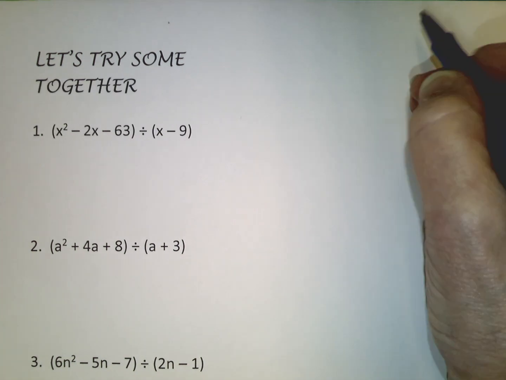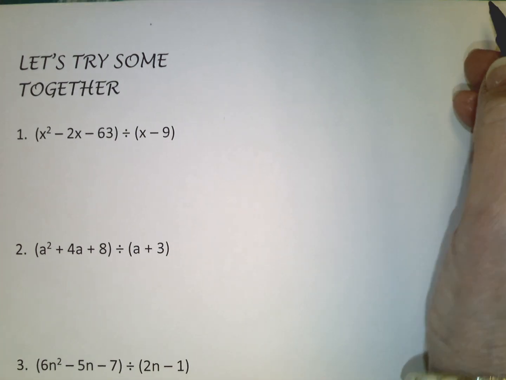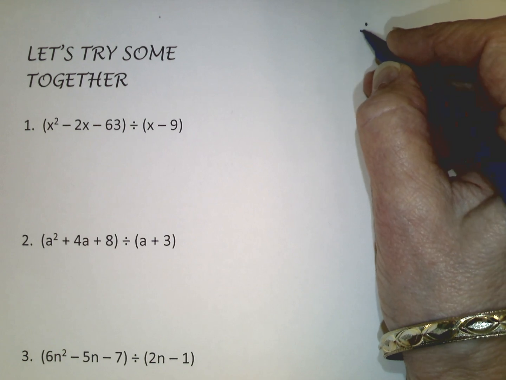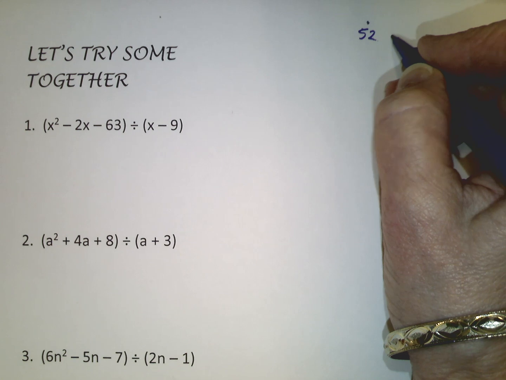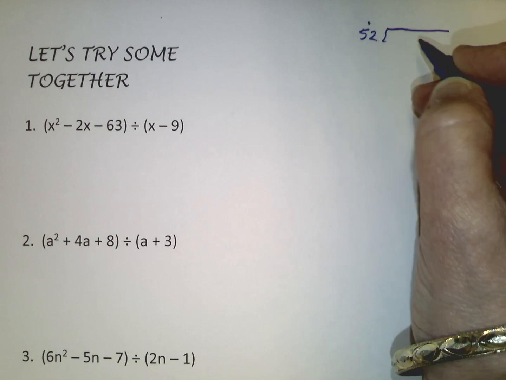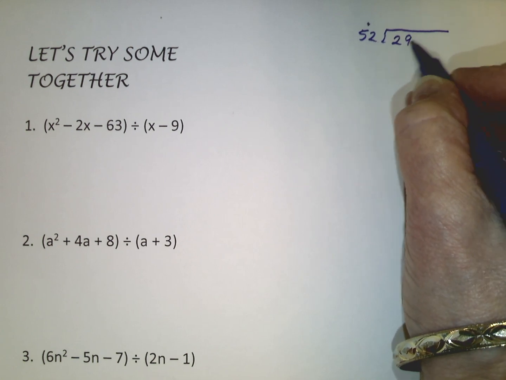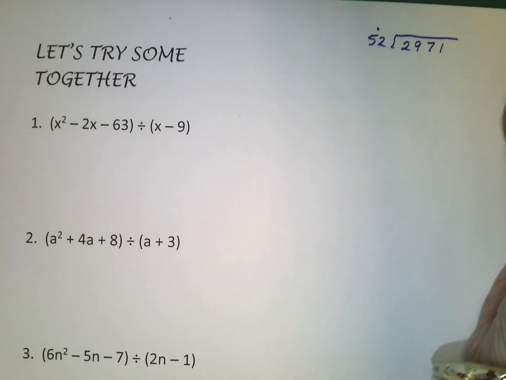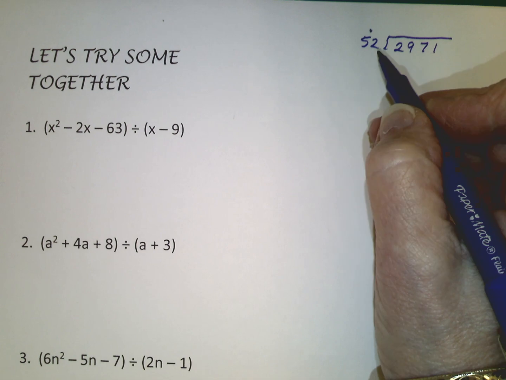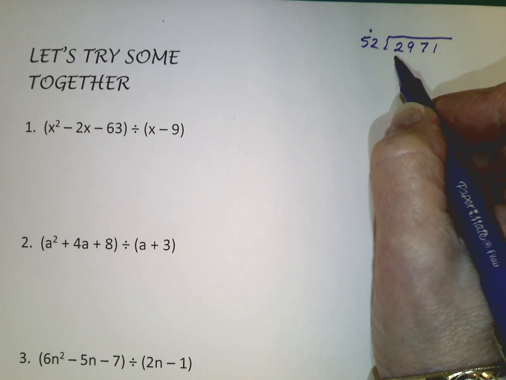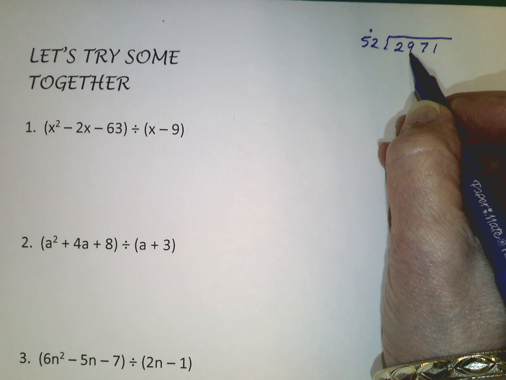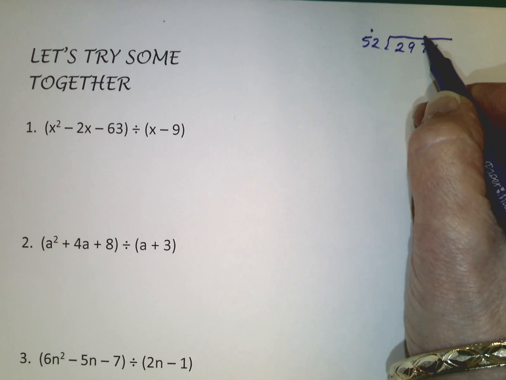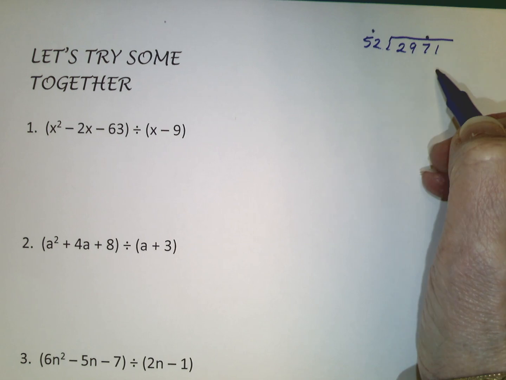So we're actually going to be modeling all of our work after a 4th grade problem, such as 52 divided into 2,971. Well, 52 won't go into 2. It won't divide into 29, but it will divide into 297. So our first answer is going to go right there above the 7.